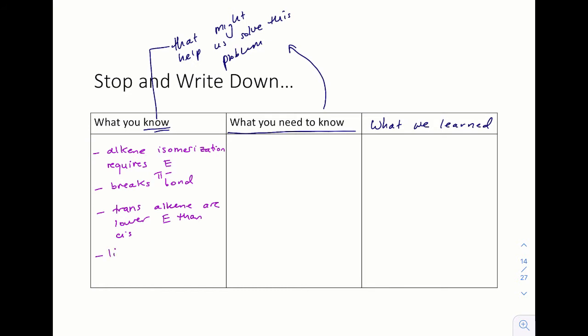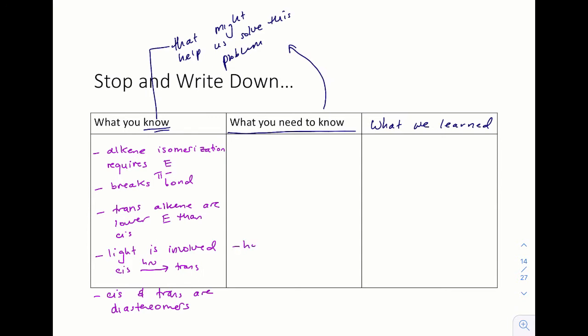We know that light is involved. It's light that promotes the isomerization of the cis to trans. We know that cis and trans alkenes are diastereomers. You may have written down many other things. What do we need to know?